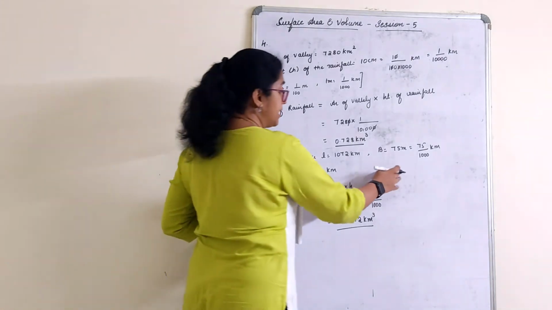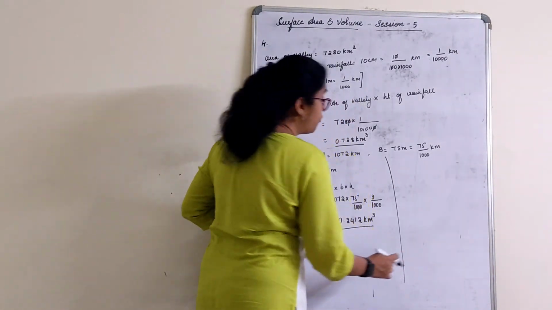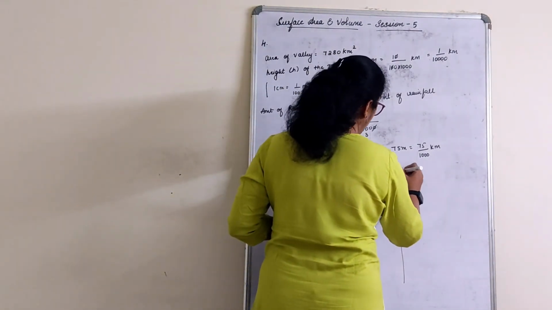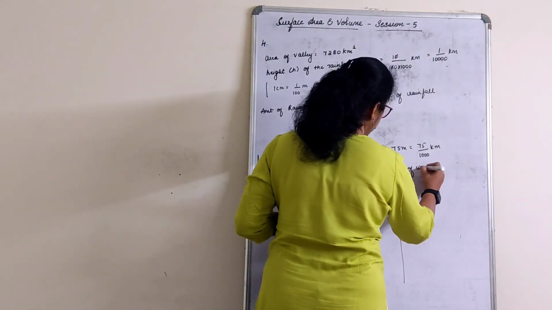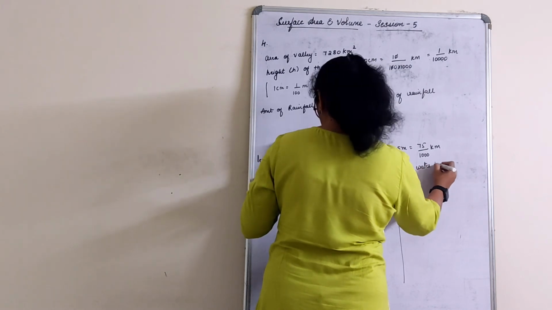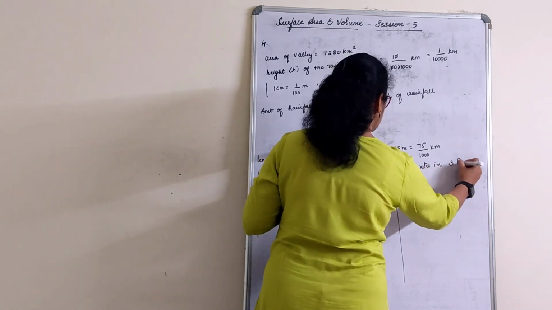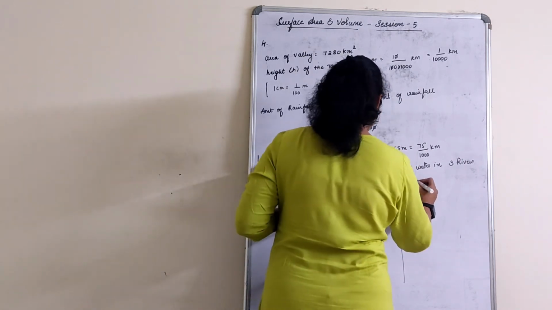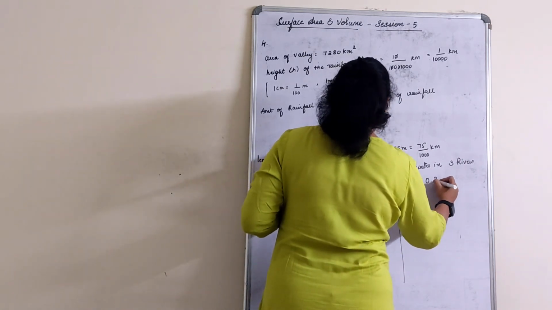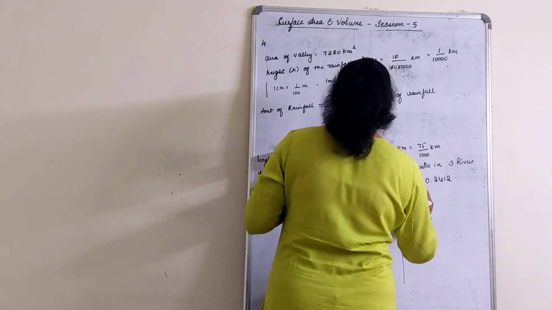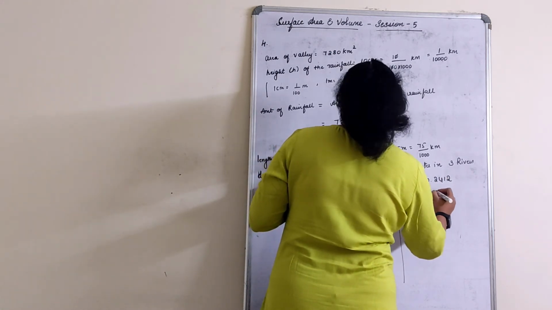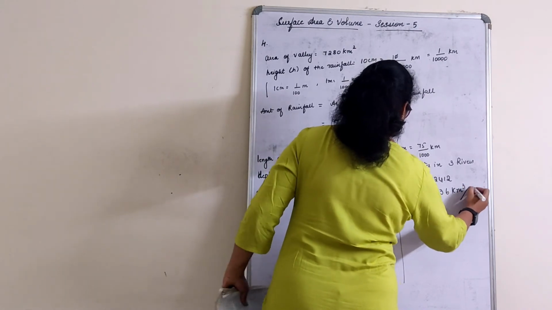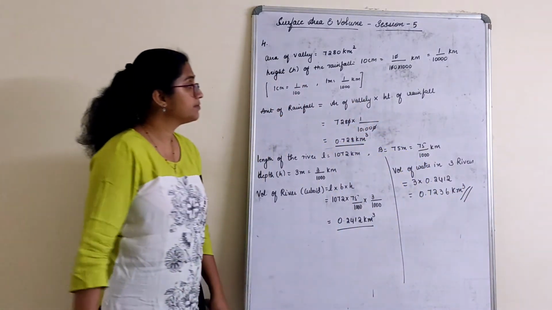Now the final part is they have asked us what is the volume of water in all the three rivers. Volume of water in three rivers is 3 into 0.2412, which is 0.7236 kilometer cube. That is the answer.